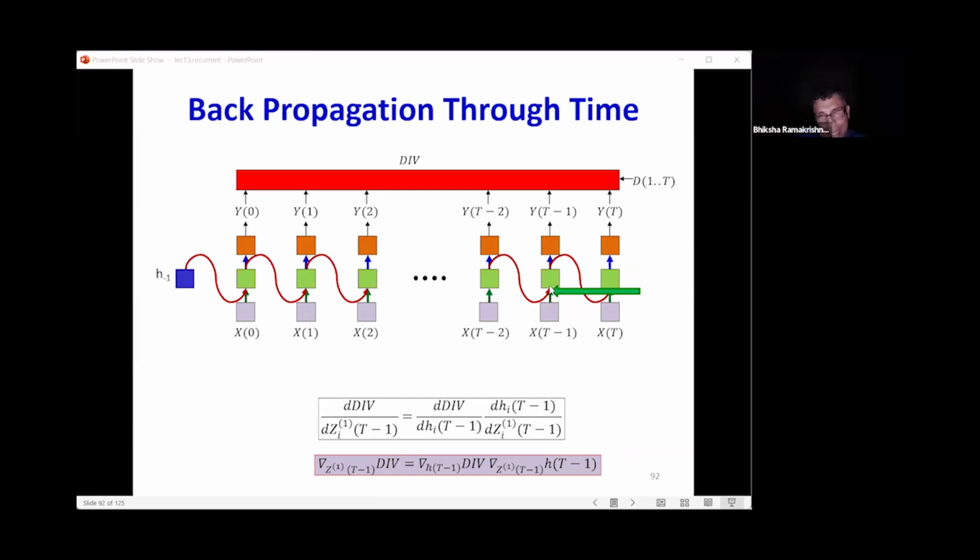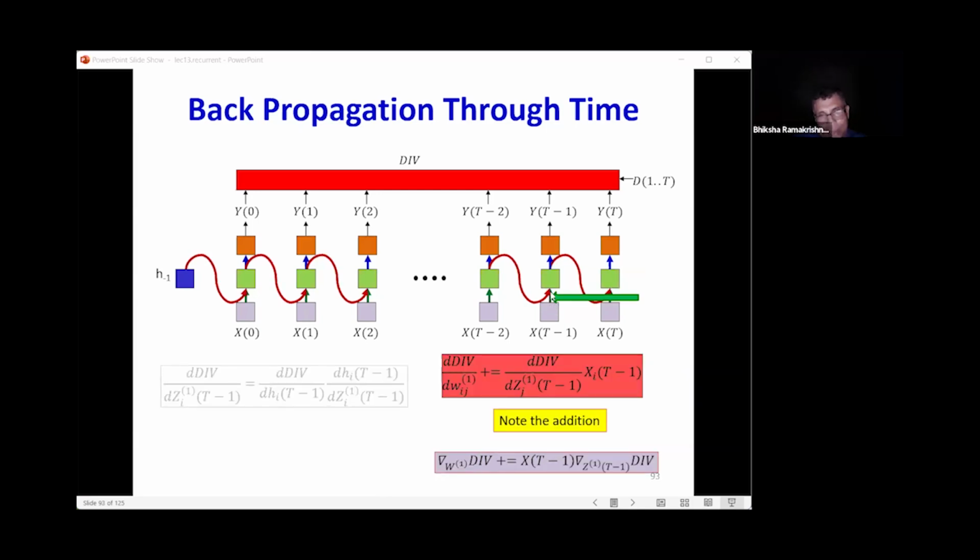And now once again, when I compute the derivative with respect to the weights here, these are the same as the weights out here. So the derivative of the divergence with respect to W1 here already has a value, and I'm going to increment it by x(t-1) times the derivative here. So this is the local derivative. I'm adding it to the value that I already had. So this making sense here? Because these two green arrows are the same thing, right?